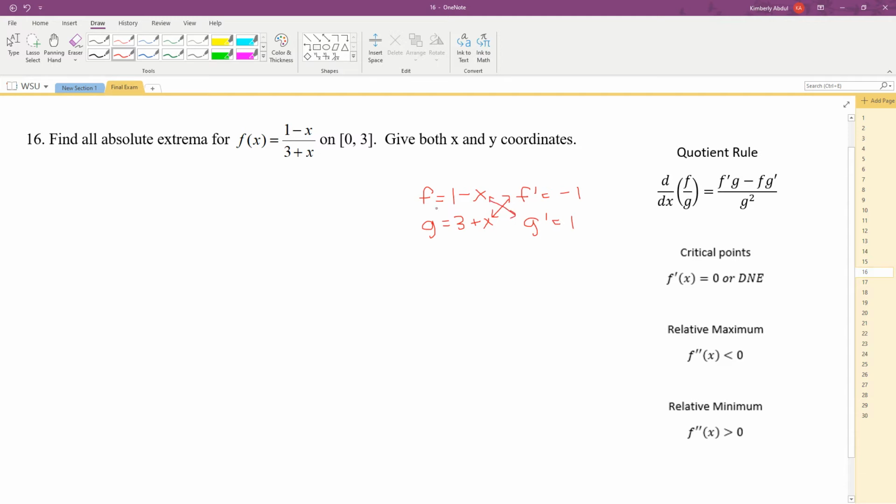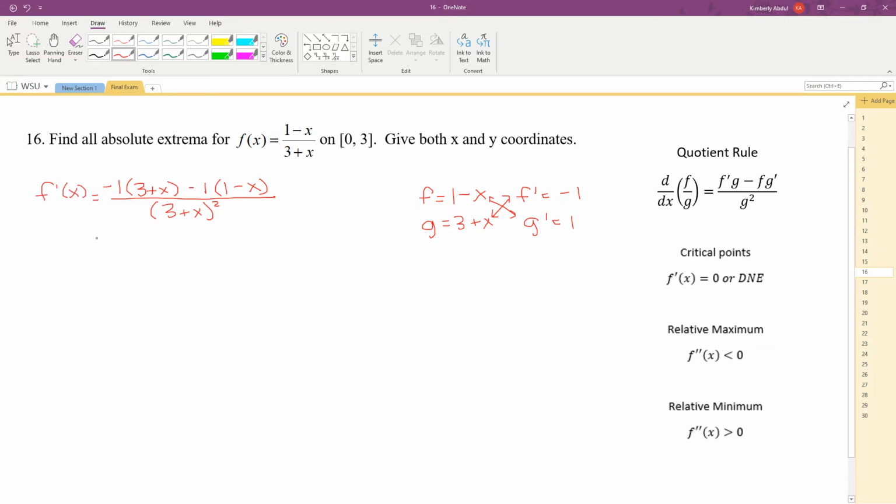and then subtract the results. So here I'm going to do first f prime times g, and then minus g prime, which is 1, times f, which is 1 minus x. And then all of that is going to be over g squared. So this is what f prime is.